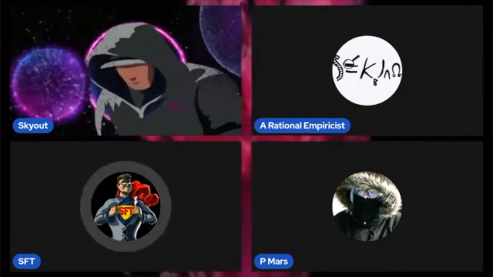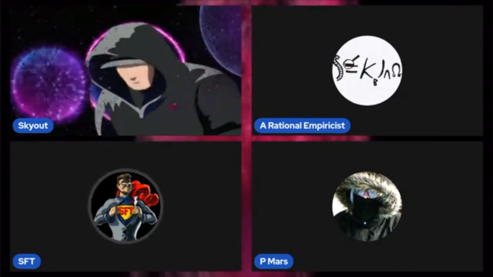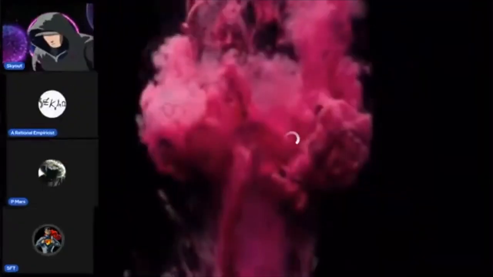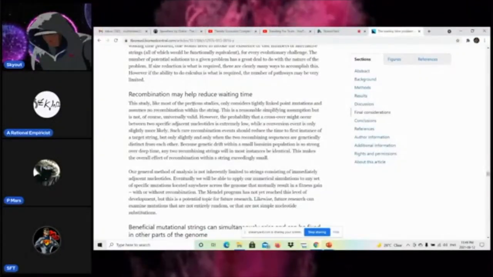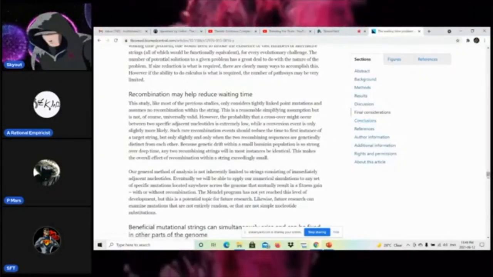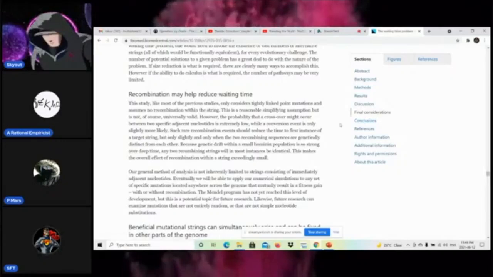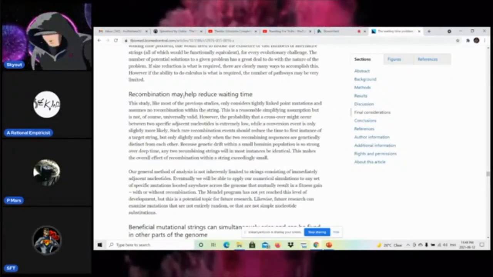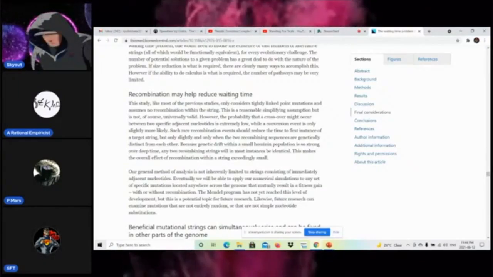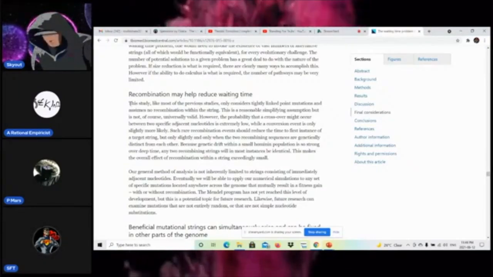Just kidding. Anyways, I just read through this paper recently when I was refuting Dodgeball Dan, so I've got it ready now. So here it is. Okay, go ahead. So have a look at this. This is the paper. Okay, waiting time problem still has not been solved. Here we go. Recombination may help reduce waiting time. That was Andrew's argument. This is directly in the paper.